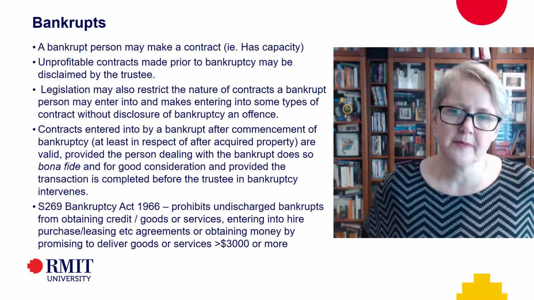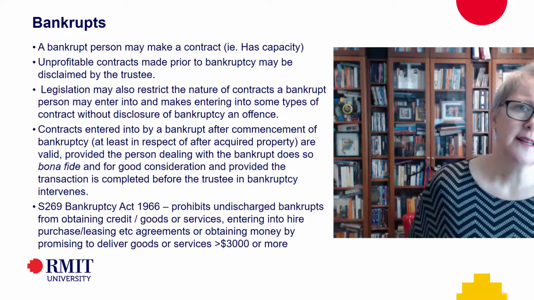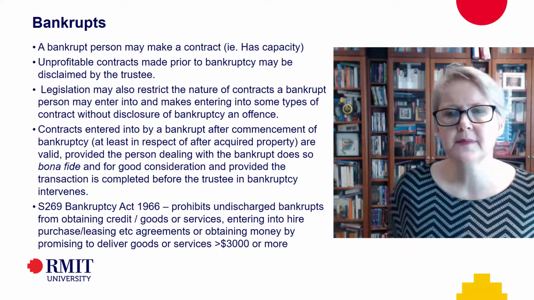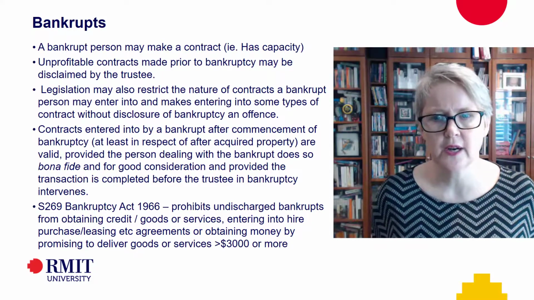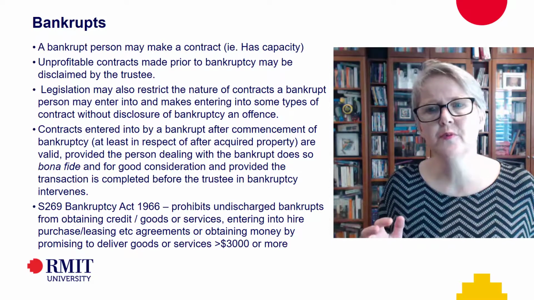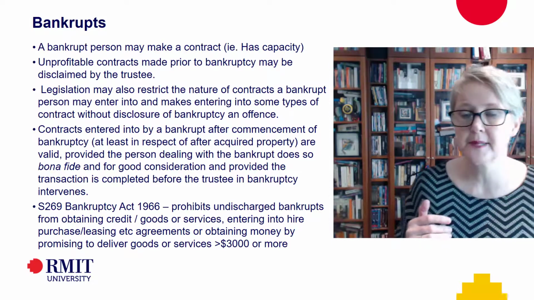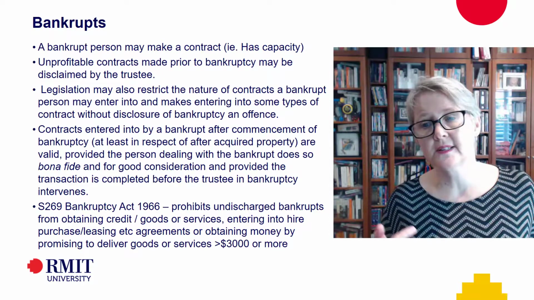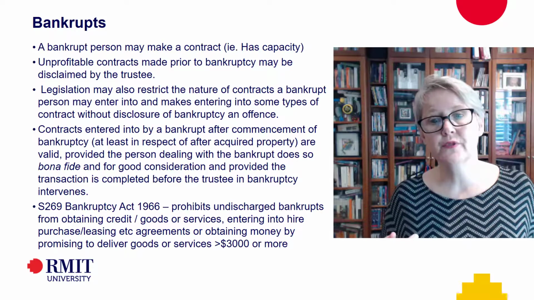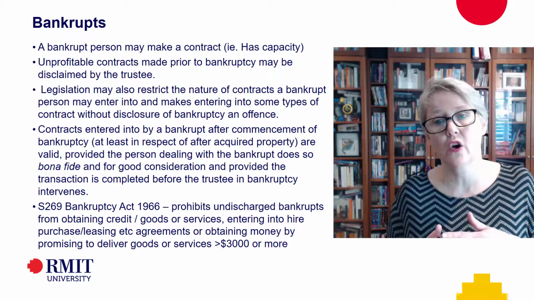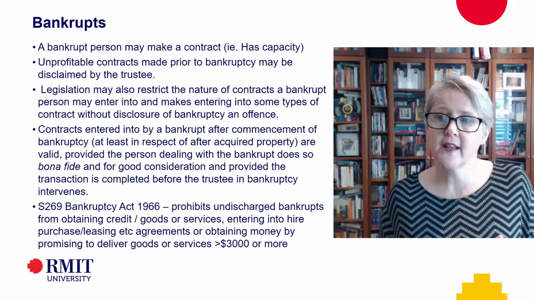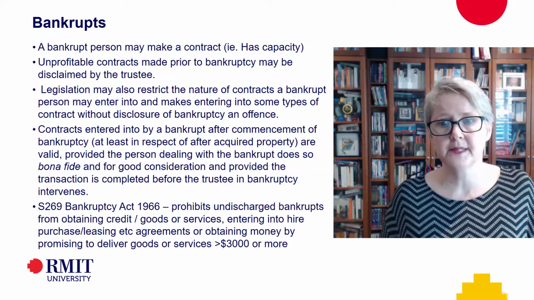What about bankrupts? So basically, despite what television programs might tell you, a bankrupt does have the capacity to make a contract. However, there are some rules around that. An unprofitable contract that's made prior to bankruptcy can be discharged or disclaimed by the trustee in bankruptcy. Legislation can also restrict the nature of the contracts that a bankrupt person can enter into. So, for example, the extent of the credit that they can obtain.